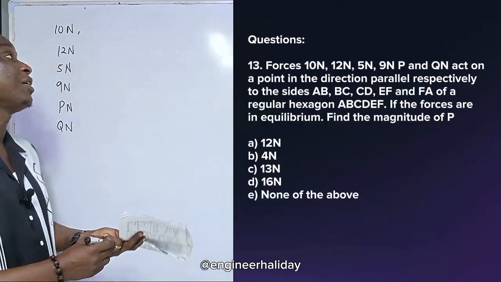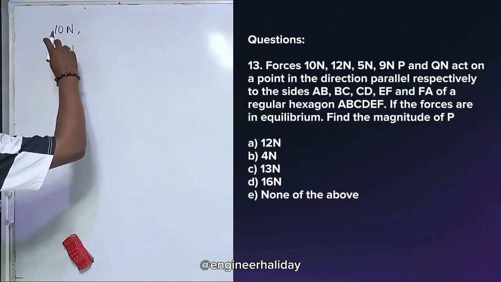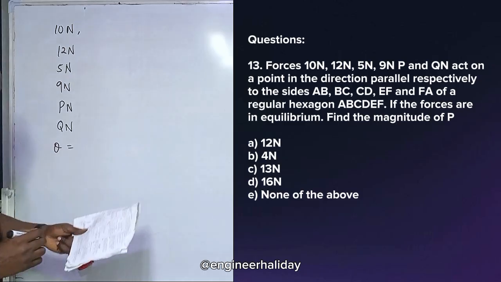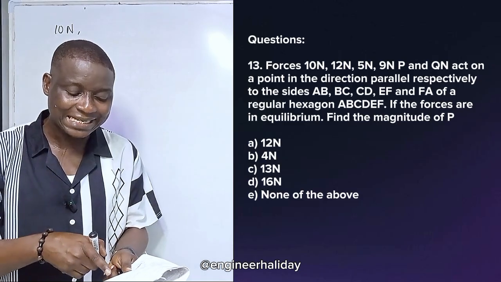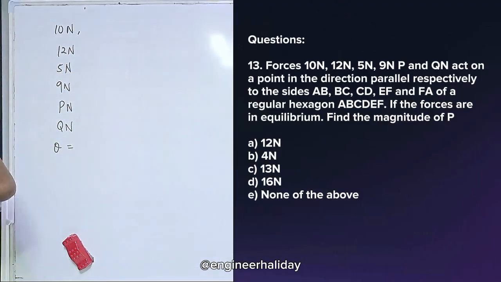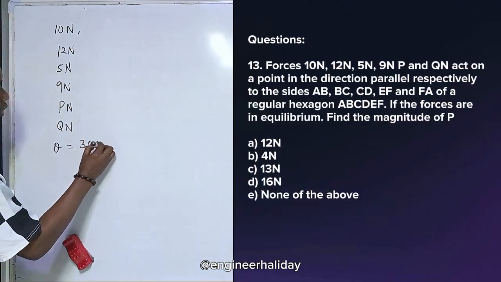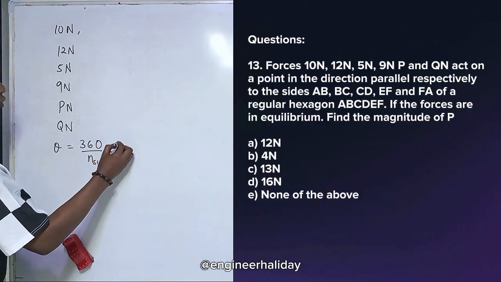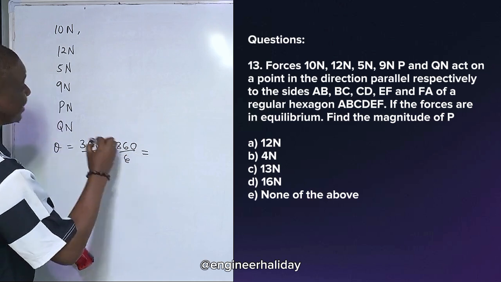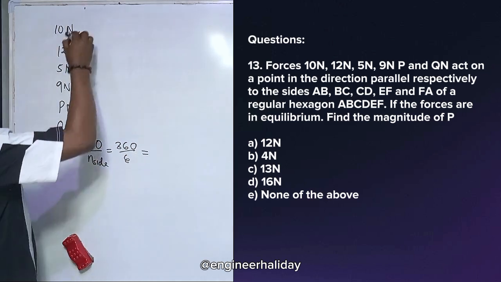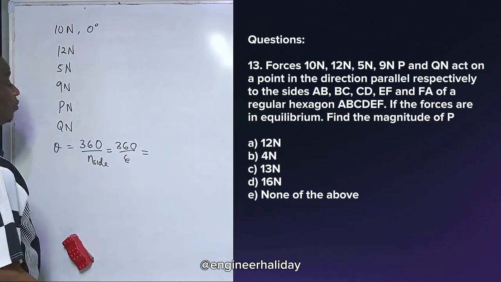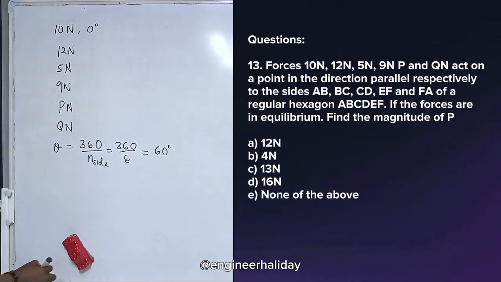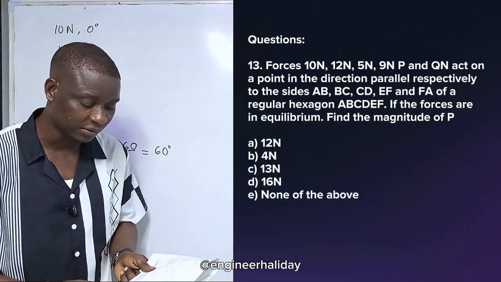Now, if you check this, how many forces are here? 1, 2, 3, 4, 5, 6. 6 forces. The shape is 6-sided, so a hexagon. Since the number of forces equals the number of sides, I will use 360 over n, where n is the number of sides. So that is 360 divided by 6 to get each of the angles. The first will be 0 because that is the reference angle. That gives us 60 degrees.